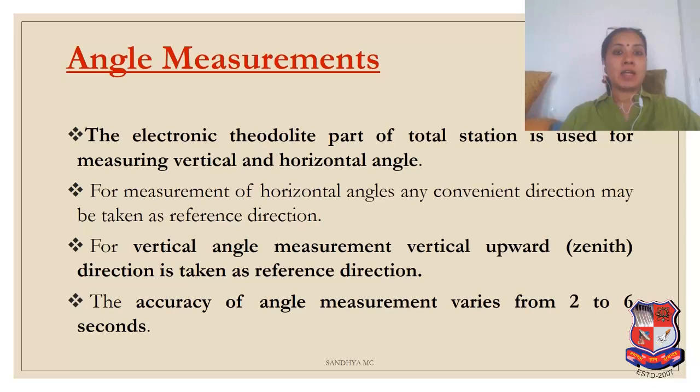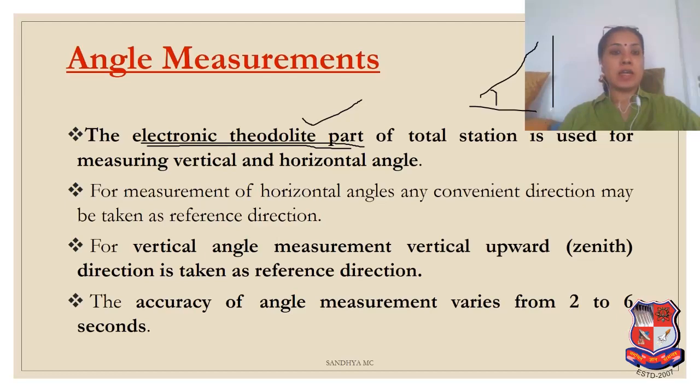Now we will see the angle measurement part, and for angle measurement the electronic theodolite is used. So the combination of EDM and the electronic theodolite is used for the measurement of angles, vertical angle and horizontal angle. For measurement of horizontal angles, any convenient direction may be taken as the reference direction. For vertical angle measurement, the vertical upward zenith is taken as the reference direction. In case of angle measurement, the accuracy varies between 2 to 6 seconds.